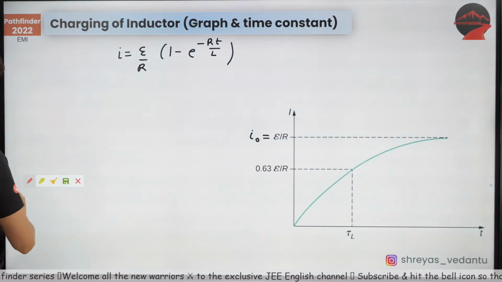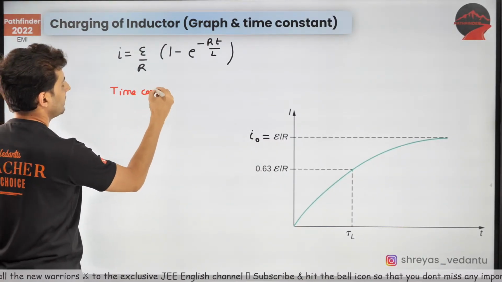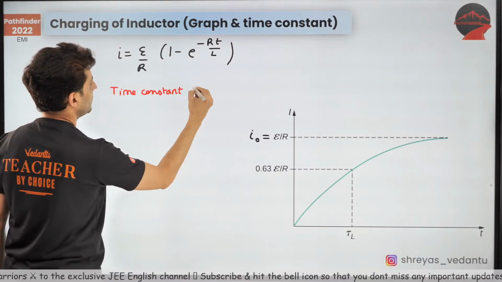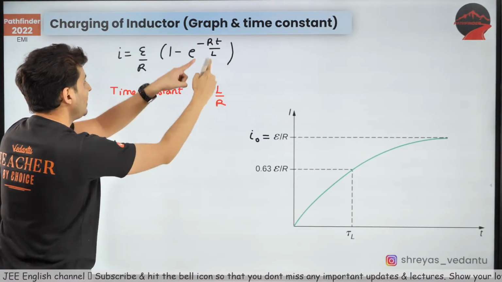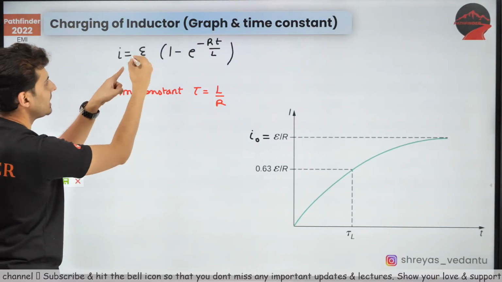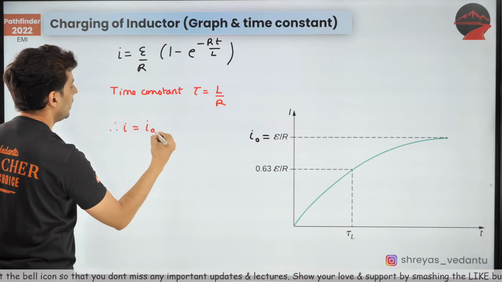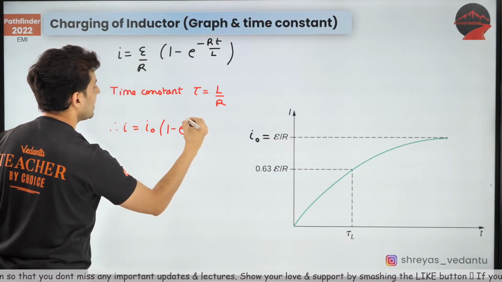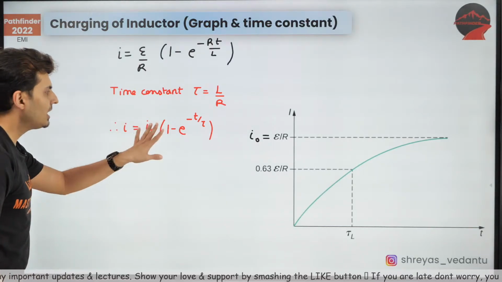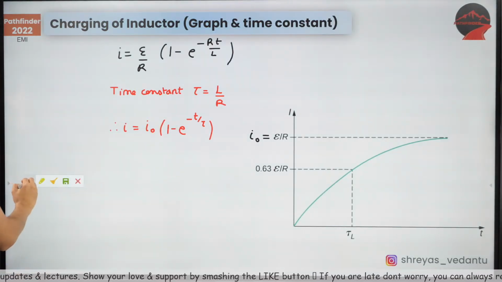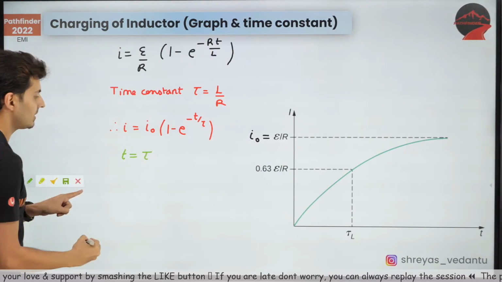Now remember, I just gave the formula for time constant. So the time constant I just told you was nothing but L by R. Substituting time constant and substituting E by R as I naught, you will get I is equal to I naught 1 minus e to the power minus t by tau, the time constant. This equation will particularly be useful if I happen to substitute my time as the time constant.